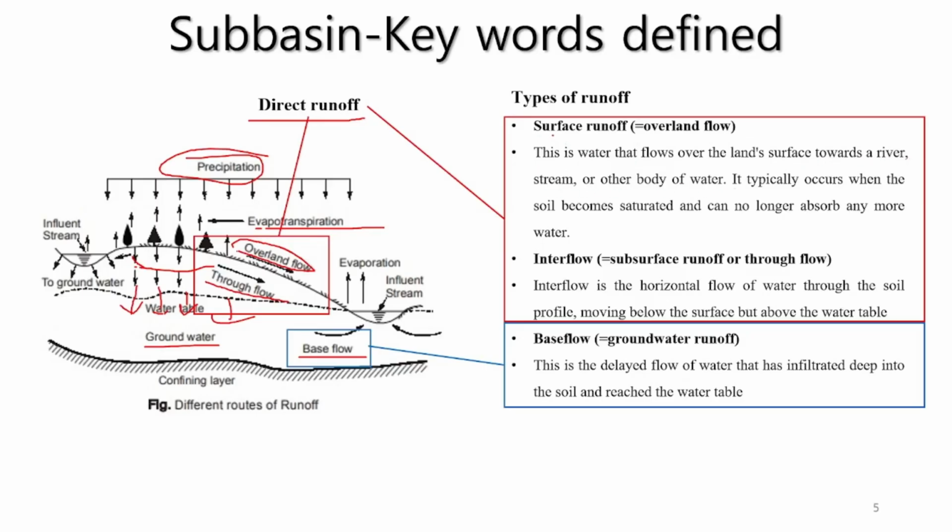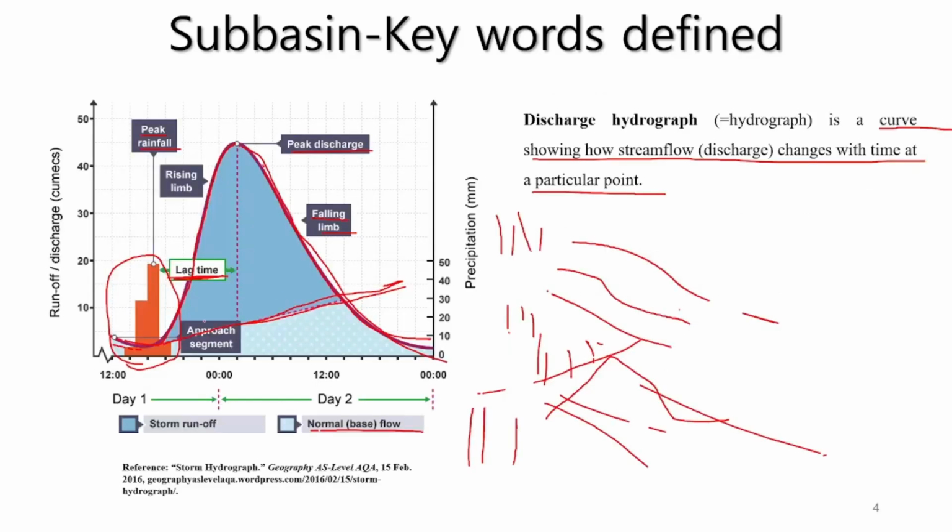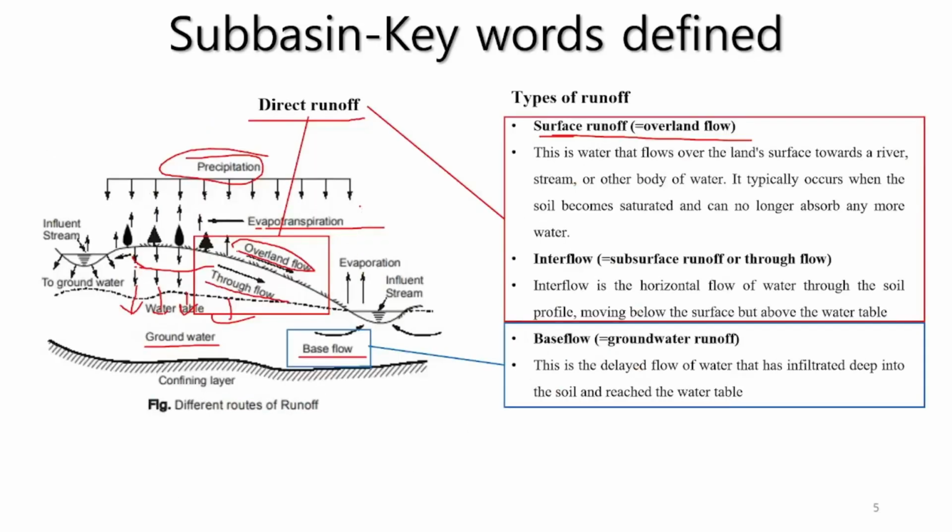We call that surface runoff or overland flow, which is basically this upper part of the discharge hydrograph. So that's direct runoff or surface runoff. It typically occurs when the soil becomes saturated and can no longer absorb any more water.